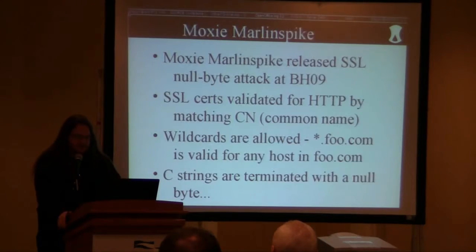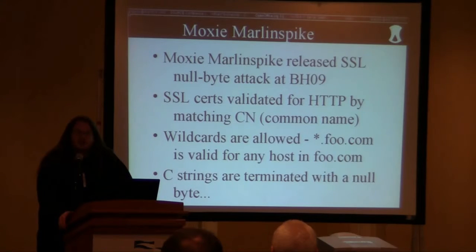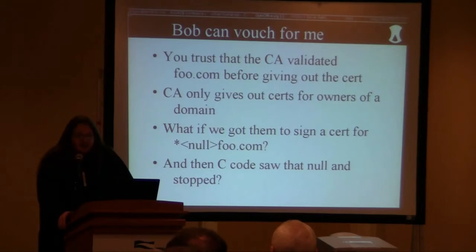We're fine, right? Unfortunately, Moxie's not around this morning, but at Black Hat last summer, he did the SSL nullbyte attack, which, short version: SSL certs are validated for HTTP by matching the common name. Wildcards are allowed, so like Google purchases *.google.com. C-strings are terminated with a null byte. The trusted CA validated foo.com before giving out the cert. A CA only gives out certs for owners of a domain. What if we get them to sign for a domain we own legitimately, *\0foo.com? And what if their signing code uses the SSL field length and checks all the bytes? And what if Microsoft's SSL code uses C strings and goes, oh, that's a null byte, I should stop comparing?